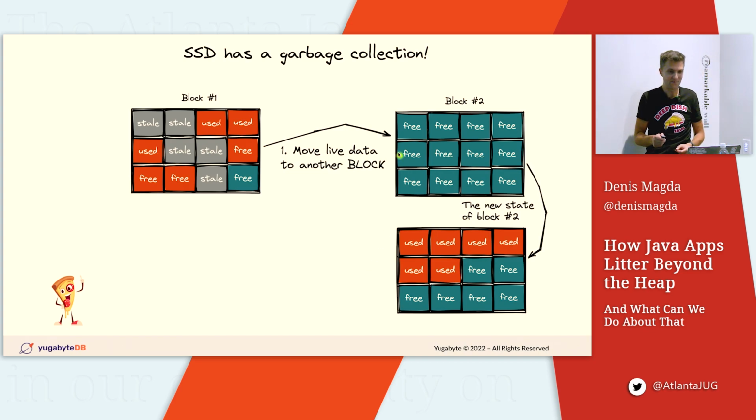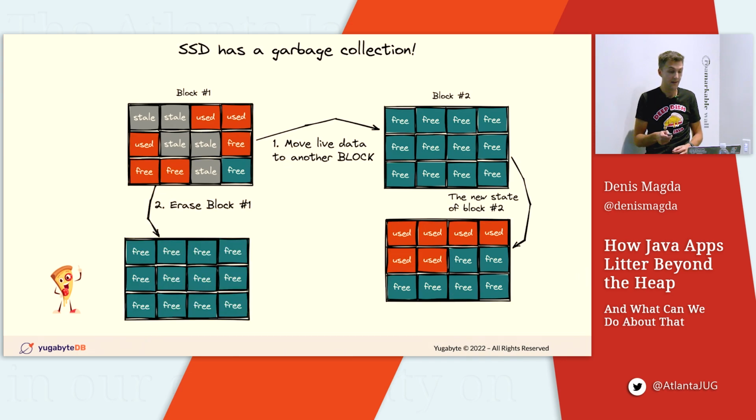So what happens first? The SSD controller needs to find a block with pages that are completely free. Then it will move all the live data from block number 1 to this block number 2. So eventually, once this operation happens, block number 2 will have all these pages here. Oh, I forgot to update the color here, guys. Sorry. Anyway, it had to say used. And after that, the SSD controller puts the right amount of voltage, and this whole block with all of the pages gets erased.